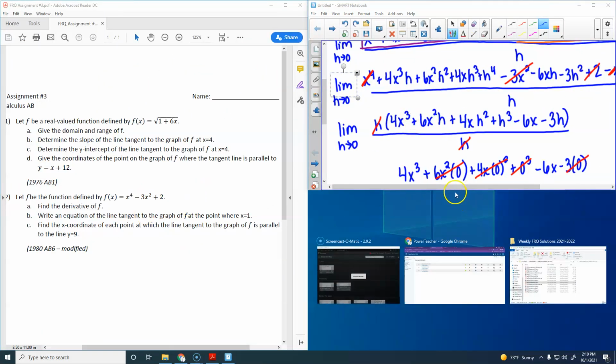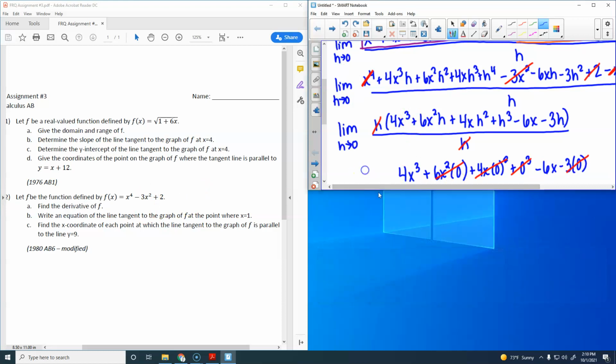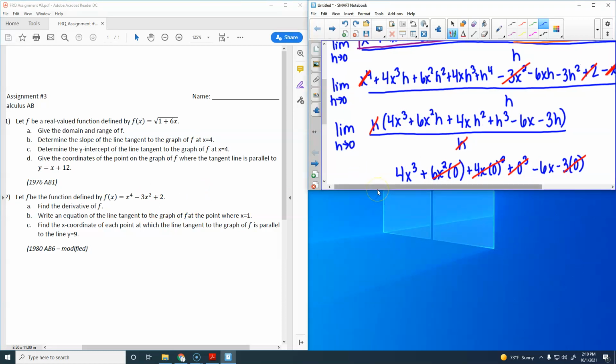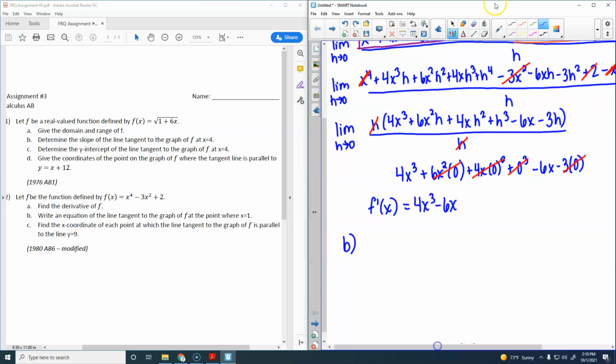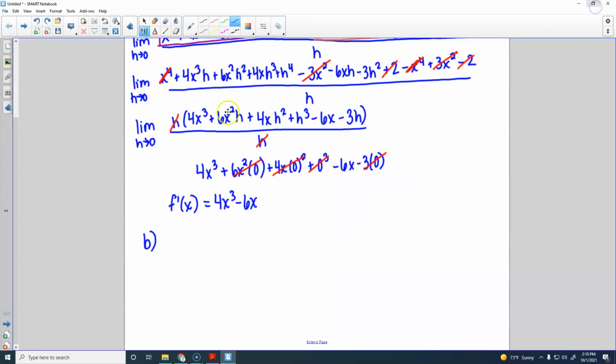Okay. So for part B, this is the tangent line at 1. Once you've done the hard stuff for part A, you need a point. How do we find the point? For the point, we just plug 1 into the original function.